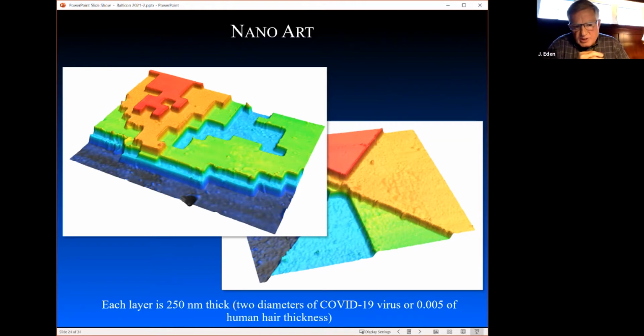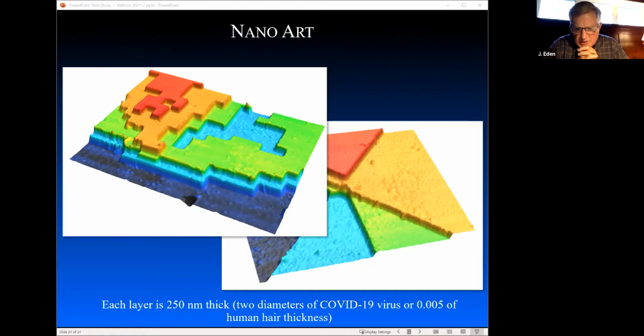And so all of this, my friends, has led to what we call the emerging field of nano art. We can make extraordinary structures. There's just a couple of examples shown on this slide, just to give you an idea of what can be done. And I must confess that I'm not an artist. I'm sure many listening to this presentation are much more experienced artists than me. But each of the layers, as you see at the bottom of this slide, is 250 nanometers thick. In other words, the red layer, the orange layer, green, and so on.